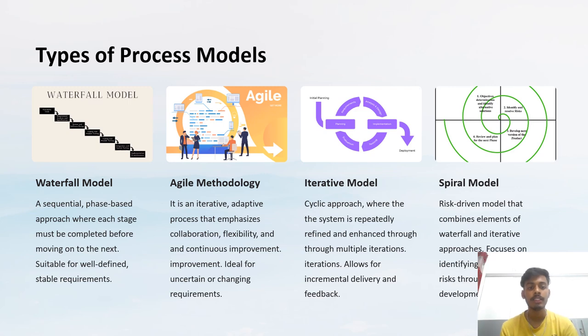Moving on, let us see what the different types of process models are. Waterfall model, agile model, iterative model, spiral model. The waterfall model is basically a sequential approach where each stage must be completed before moving on to the next stage. It is suitable for small projects or defined projects with stable requirements.